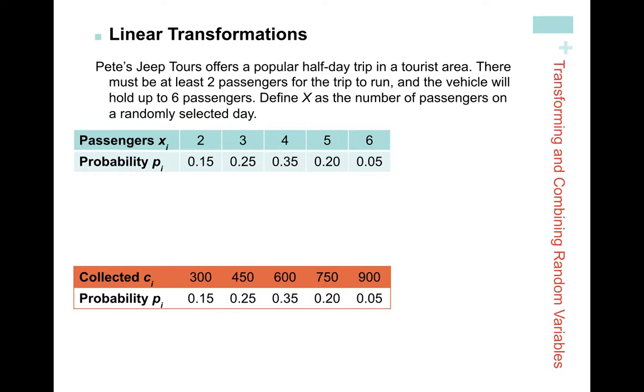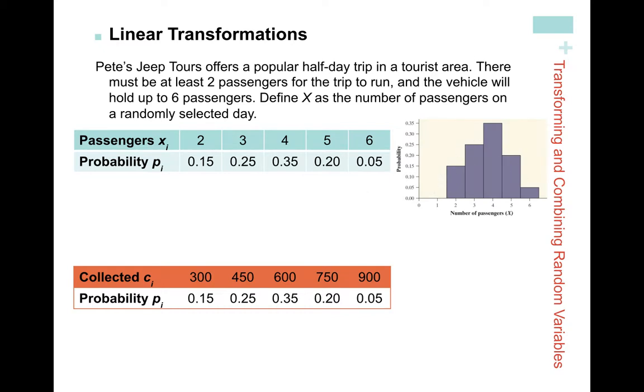We're going to define capital X as the random variable which represents the number of passengers on a randomly selected day. You can see the probability distribution is right here. Some days he has 2 passengers, some days he has 3, 4, 5, and 6. You can see that it's most likely that he's going to have 4 passengers, and it's not so likely he ever gets 6 passengers.